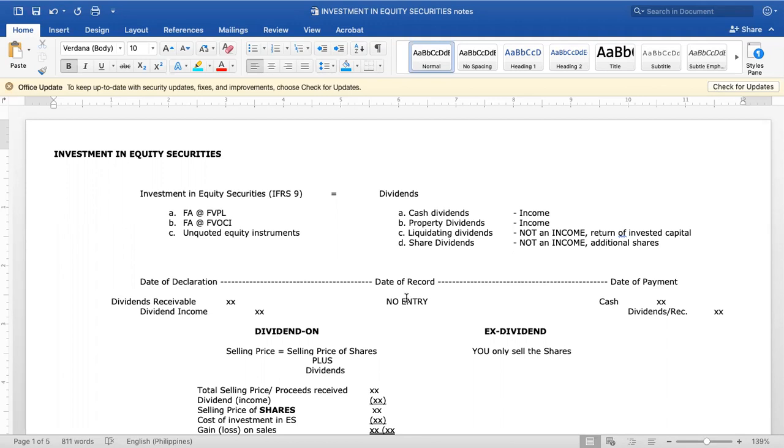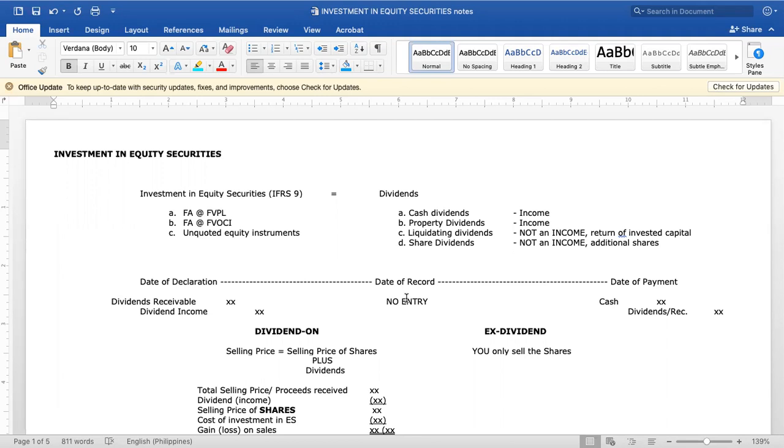So basically, for investment in equity securities under IFRS 9, we have three: the unquoted equity instruments, the financial asset at fair value through profit or loss, and the financial asset at fair value through other comprehensive income.